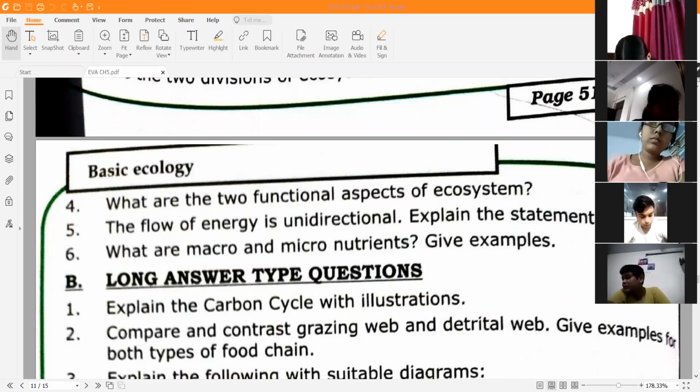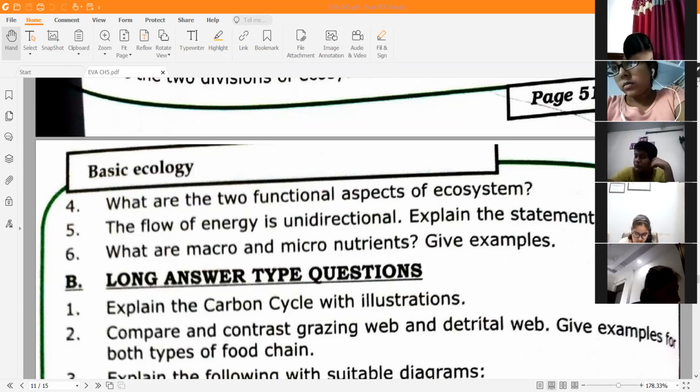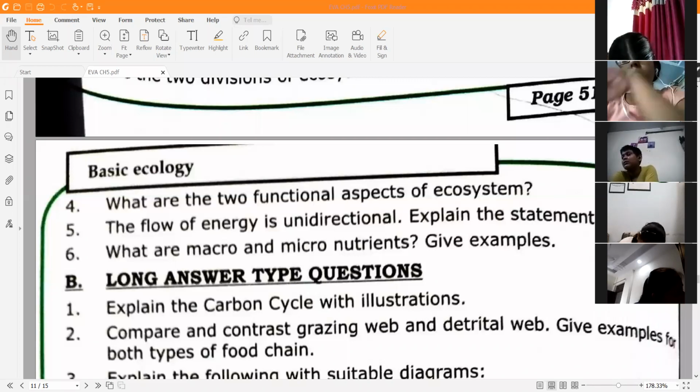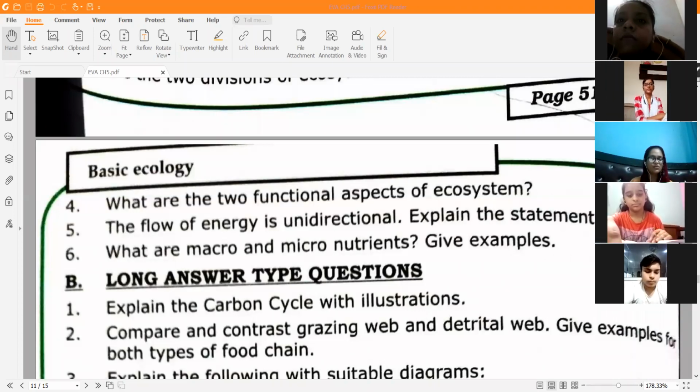Ma'am, macronutrients are the elements that are required in large quantity, for example, carbon, hydrogen, nitrogen, etc. Then micro. Right after that, in continuation with it. Micronutrients are the nutrients that are required in small amounts. They include elements like copper, manganese, selenium. All right. So you had to give examples also. So this is the definition and then the examples.